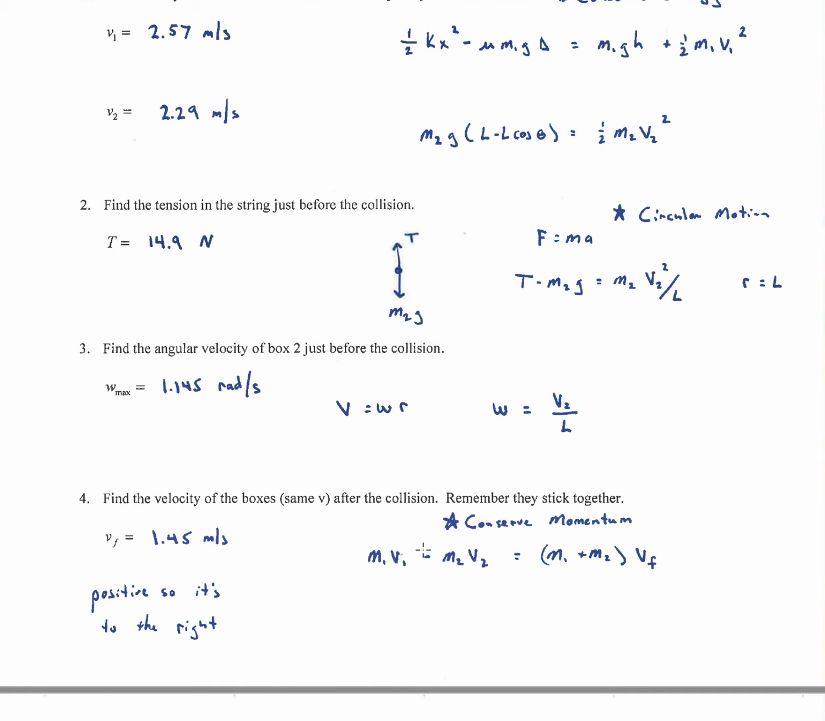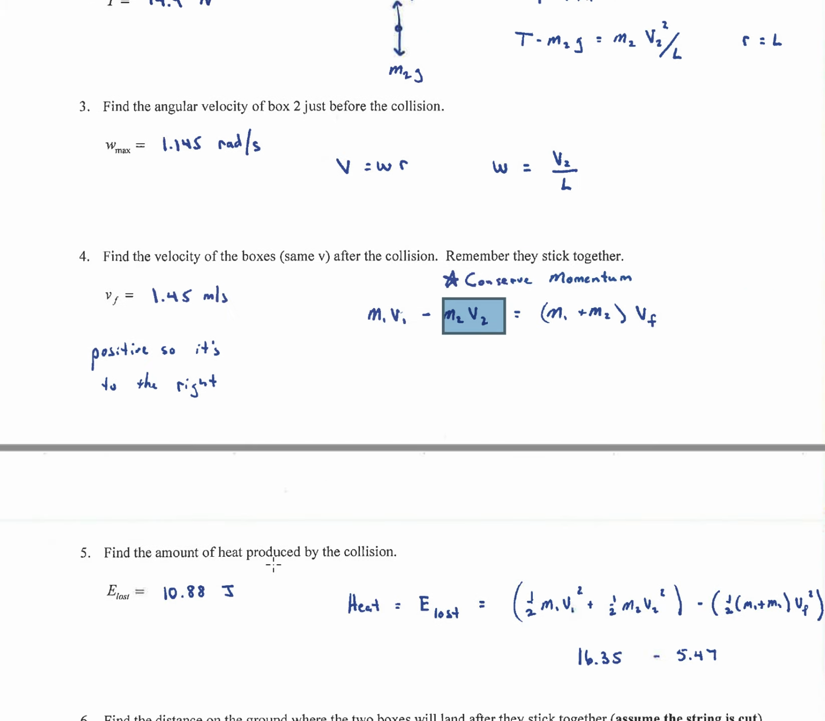Momentum is a vector, which is why this needs to be a minus sign. M1 is moving to the right, M2 is moving to the left. Afterwards, we can see that we get a positive velocity for V final, which means they are moving to the right afterwards, which also meant that this quantity must have been bigger than this quantity. Thus, when they hit, more momentum goes to the right.